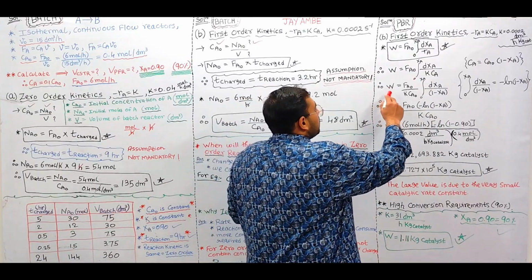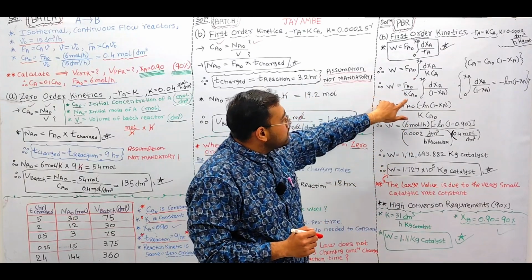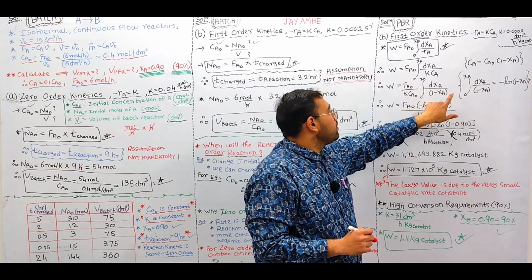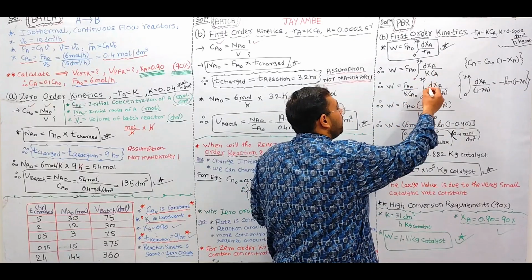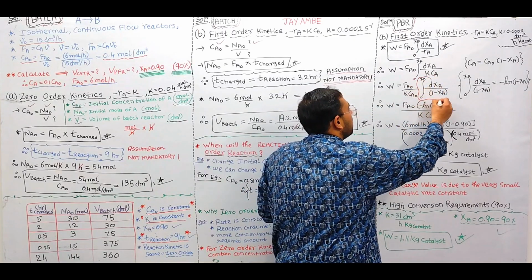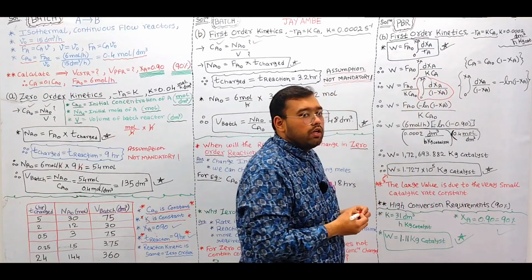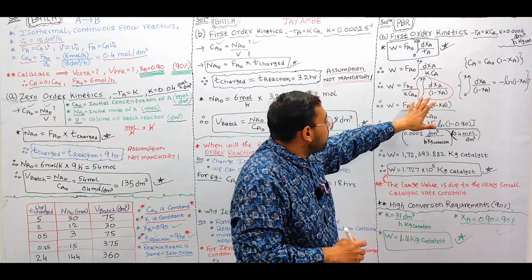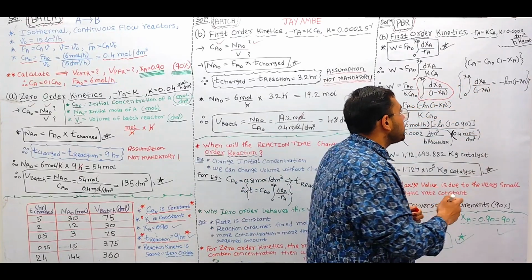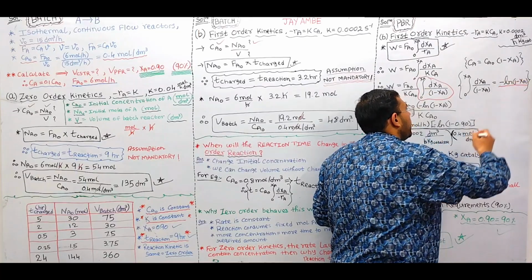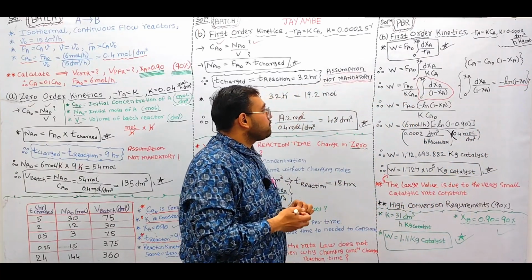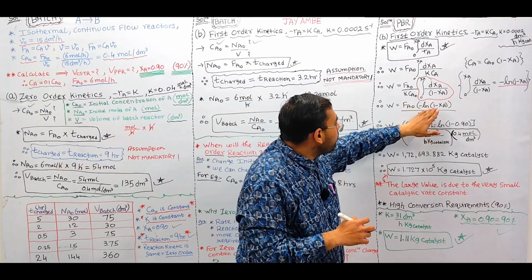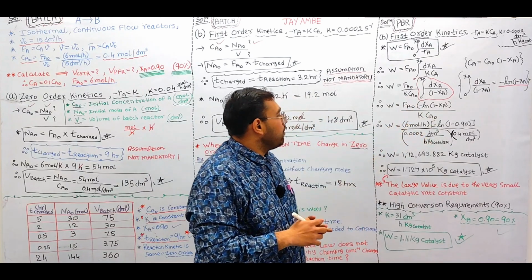Due to those reasons, we are taking K and Ca naught out of the integration. So W is equal to Fa naught divided by K Ca naught, integration from 0 to Xa dXa upon 1 minus Xa, right? The solution of this part we already understood in the previous session: if we solve this integral form, we get minus ln 1 minus Xa. So W is equal to Fa naught into minus ln 1 minus Xa divided by K Ca naught, right?